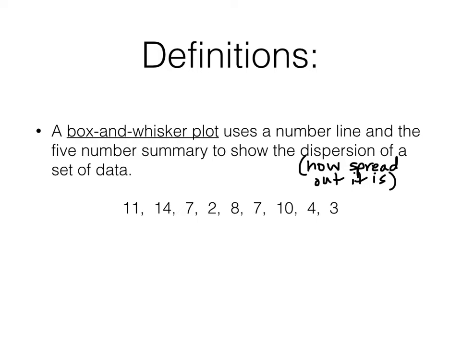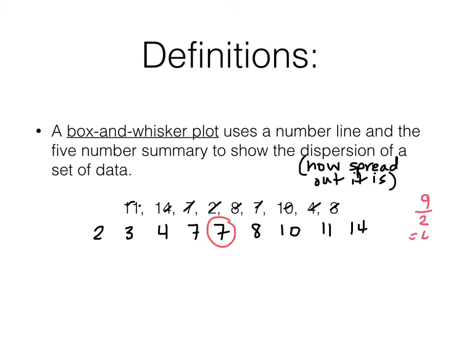So let's put them in numerical order. So it looks like we have a 2, we have a 3, we have a 4. We have 2 7s, an 8, a 10, 11, and a 14. All right, the middle number, well, in this particular set, since you have 9 numbers, the middle is actually the middle number, so it's the 5th number. And we can tell that because 9 divided by 2 is 4.5. So that means that you round that up, you're looking for the 5th number.